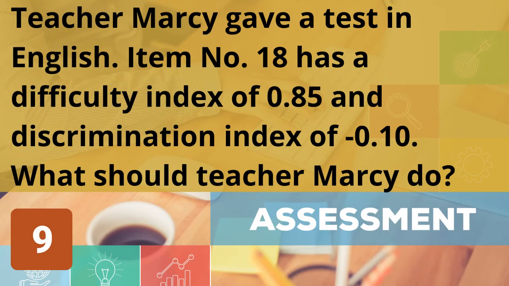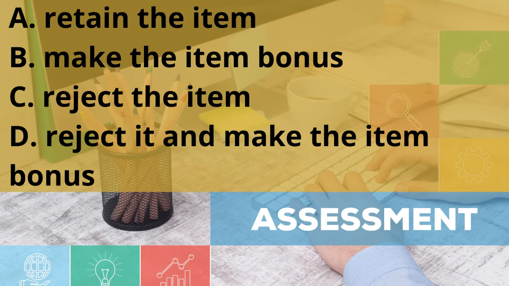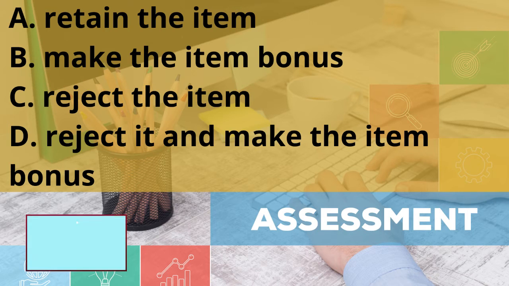Number 9. Teacher Marcy gave a test in English. Item number 18 has a difficulty index of 0.85 and a discrimination index of negative 0.10. What should Teacher Marcy do? A. Retain the item. B. Make the item bonus. C. Reject the item. D. Reject it and make the item bonus.